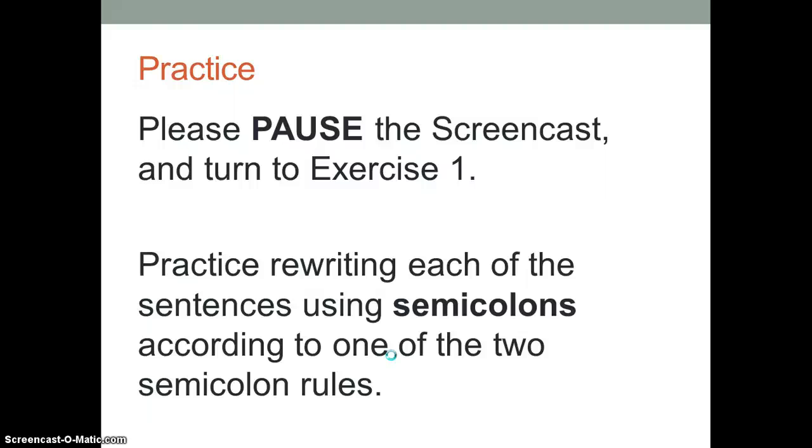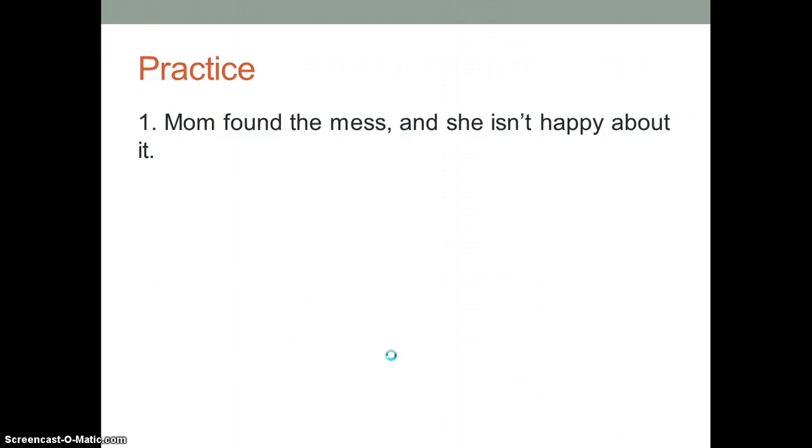So go ahead and pause the screencast and turn to exercise 1. Practice rewriting each of the sentences using semicolons according to one of the 2 semicolon rules. When you're done, press play and see how you did. Alright, let's go through the answers.